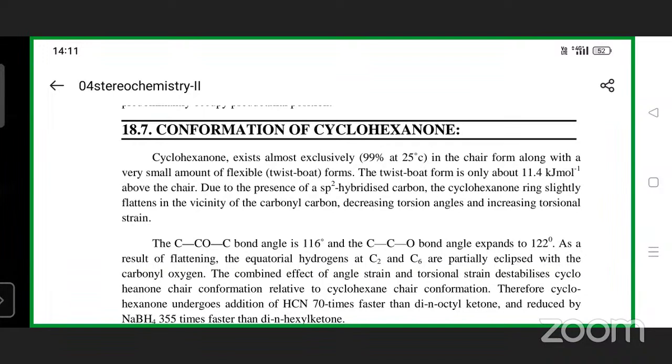To the continuation of the conformation analysis, right? So today we are going to discuss the conformation of cyclohexanone. In the previous classes, we discussed the conformation of cyclic aliphatic compounds, meaning alicyclic compounds like cyclopentane, cyclobutane, cyclohexanes, and now it is the conformation of cyclohexanone, a ketone.